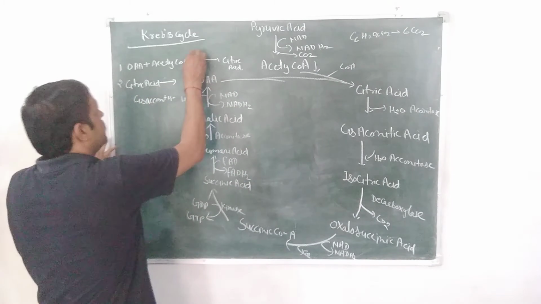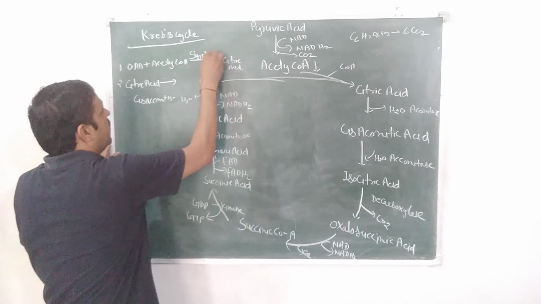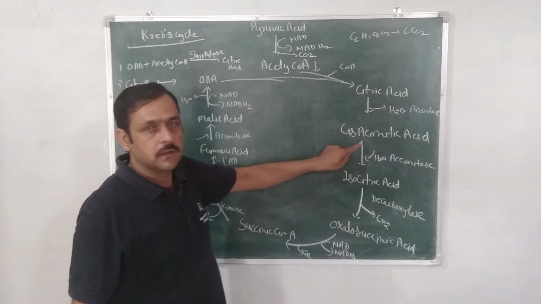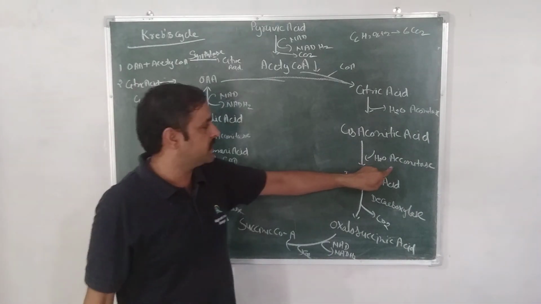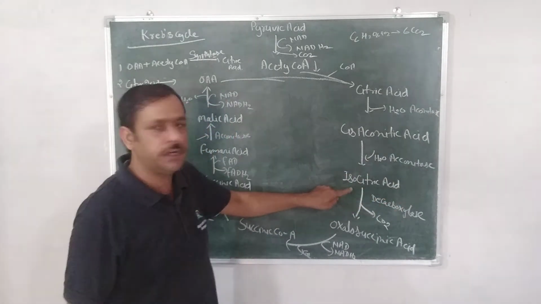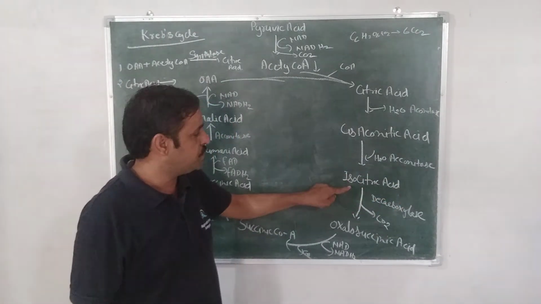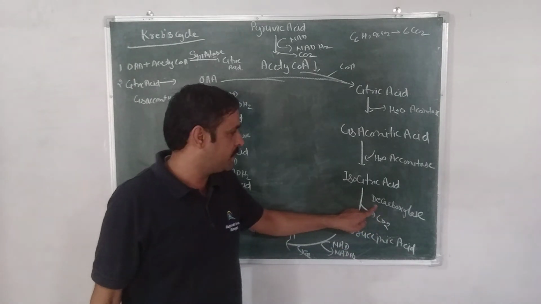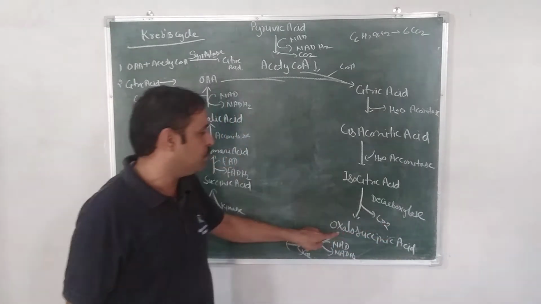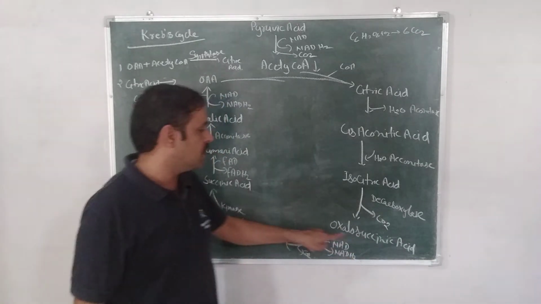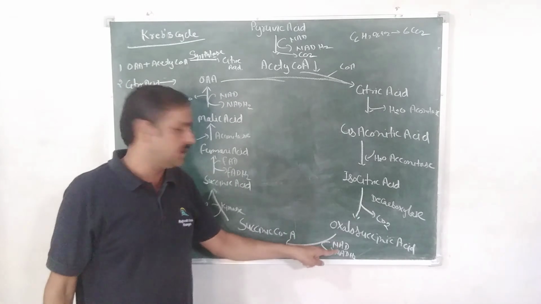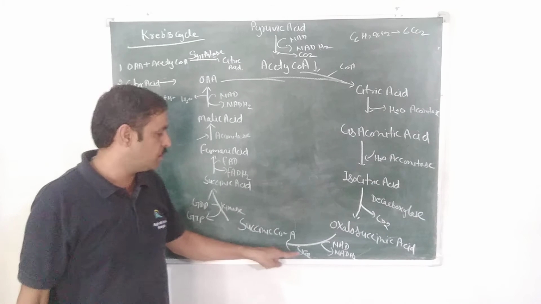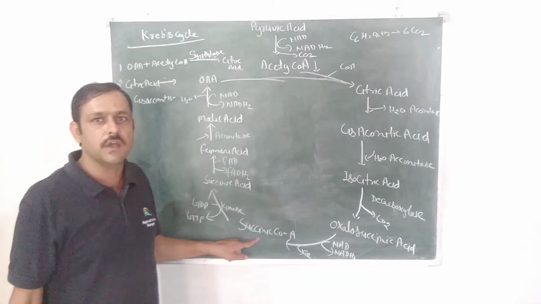Here the enzyme synthetase is used. Cis-aconitic acid, by addition of H2O in the presence of aconitase enzyme, converts into isocitric acid. Isocitric acid releases 1 carbon molecule in the presence of decarboxylase enzyme and converts into oxalosuccinic acid. Oxalosuccinic acid reacts with NAD and forms NADH2, releases CO2 and converts into succinyl coenzyme A.